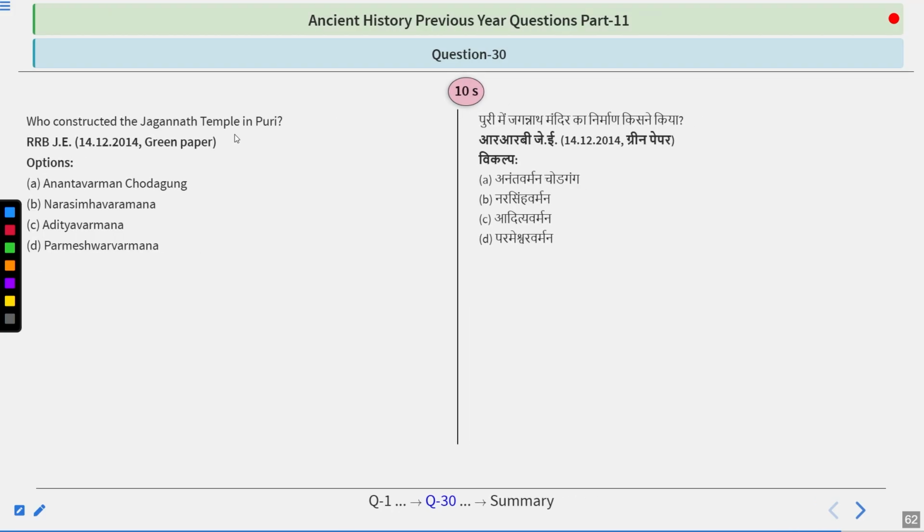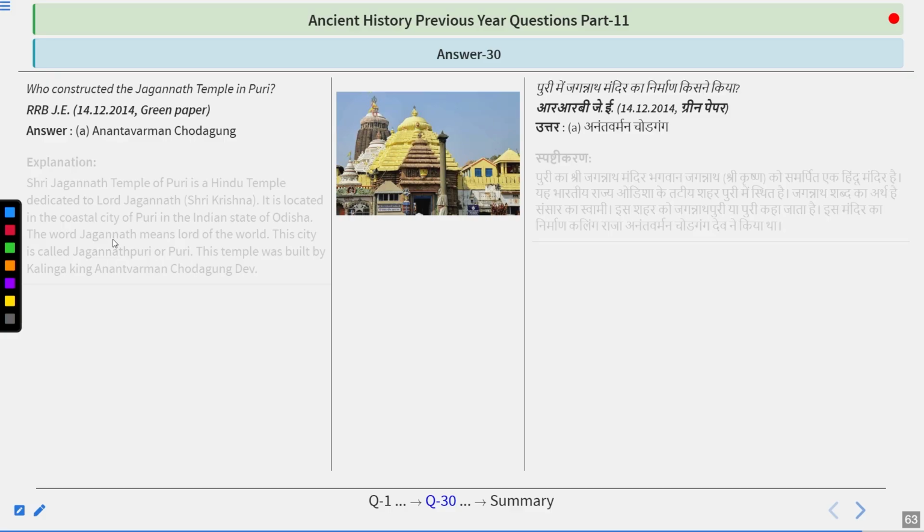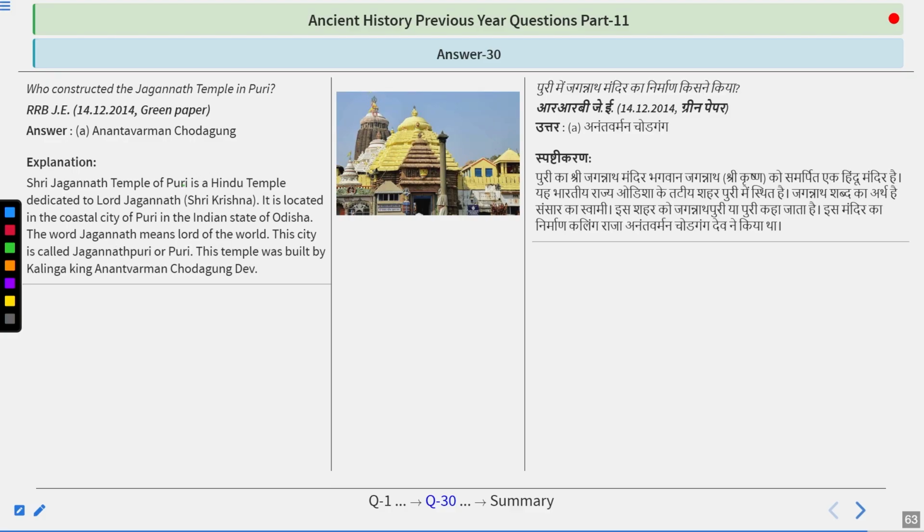Who constructed Jagannath temple in Puri? Very important question, guys. Try to answer. Anantvarman Chauda Gung, Narsimha Varman, Aditya Varman, or Parmeshwar Varman. So try to answer. And the answer is Anant Varman Chauda Gung. So Sri Jagannath Temple of Puri is a Hindu temple dedicated to Lord Jagannath.